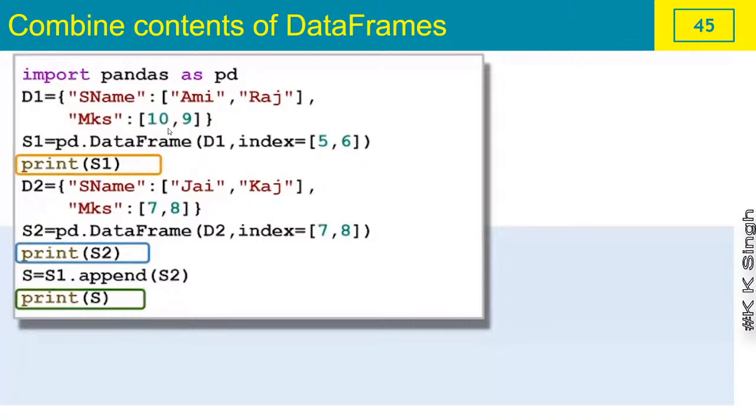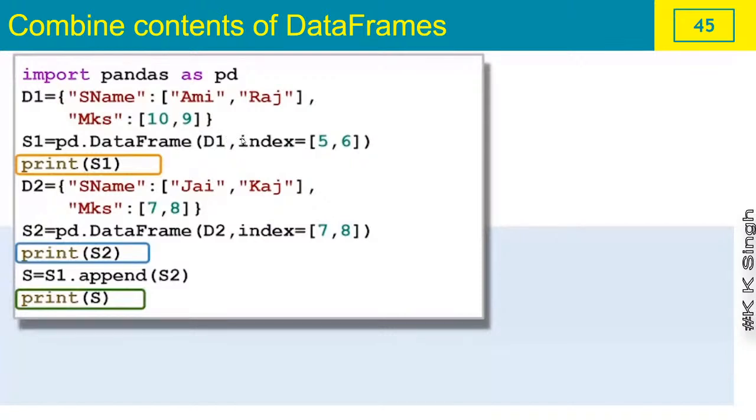If we make a data frame from this, and if I omit the index, then what happens in this case? 0 and 1 will be taken into account, and Ami and Raj will be the column names. Below Ami and Raj, you'll find the marks 10 and 9. The indexes by default will be 0, 1, 2, 3, and so on.